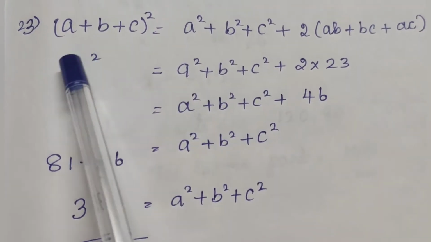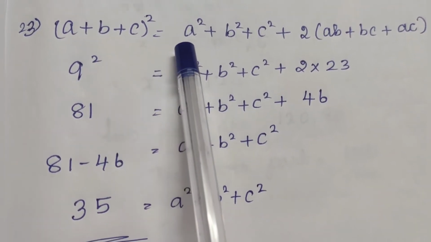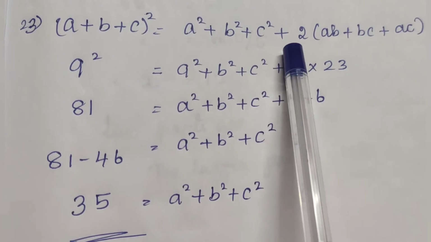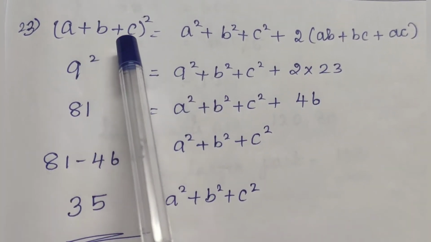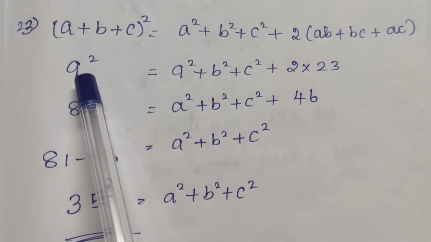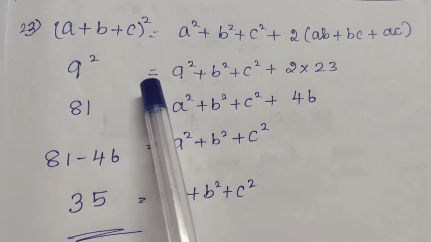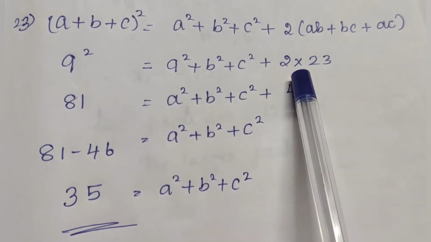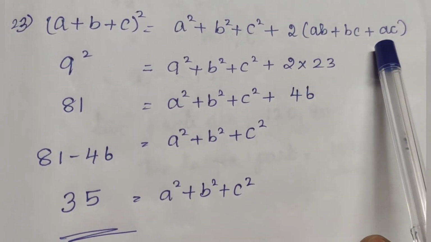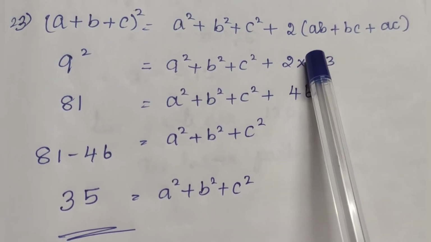The identity says (A plus B plus C) the whole square is equal to A square plus B square plus C square plus 2 into (AB plus BC plus AC). So A plus B plus C is given as 9. So 9 the whole square is equal to, we do not know, A square plus B square plus C square plus 2 into (AB plus BC plus AC), which is given in the question as 23.